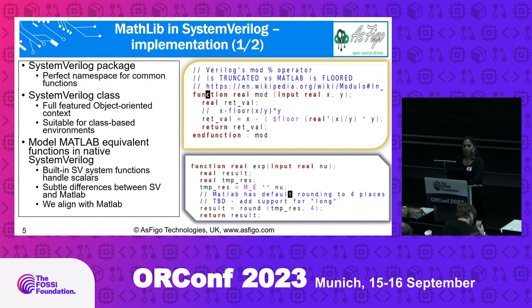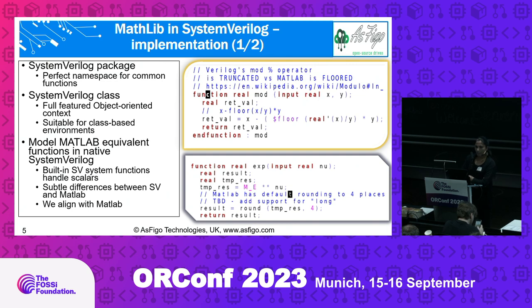SystemVerilog package is a perfect name for its function because it uses scalar, vector, and matrices. SystemVerilog uses a class-based object-oriented concept that is suitable for a class-based environment. For example, the exponential and the mod functions are given. The MATLAB equivalent in the native system languages that we use in SystemVerilog can handle scalar.